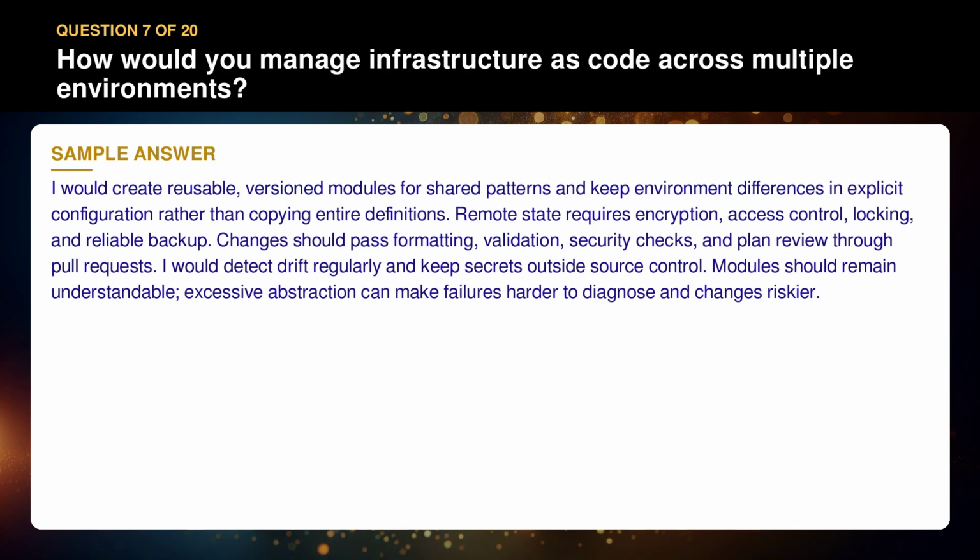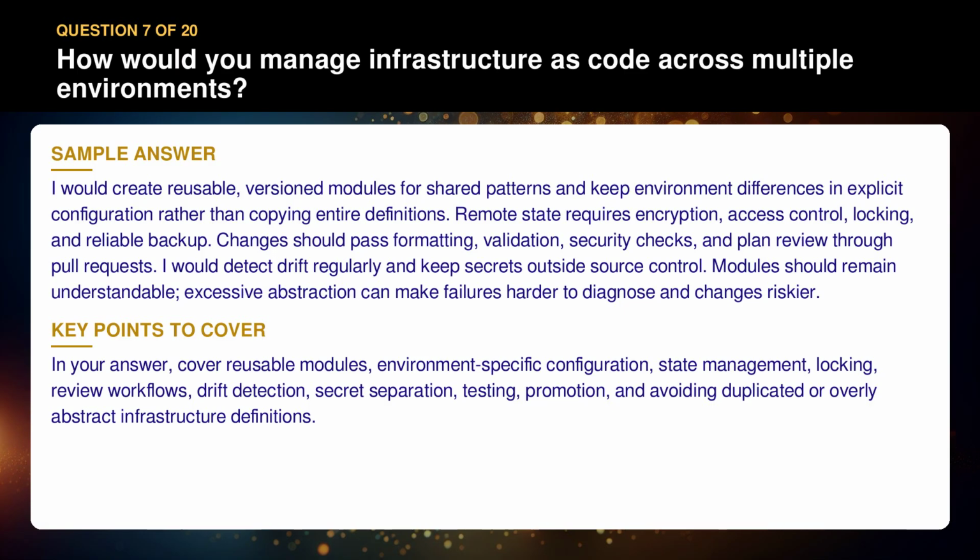I would detect drift regularly and keep secrets outside source control. Modules should remain understandable. Excessive abstraction can make failures harder to diagnose and changes riskier. In your answer, cover reusable modules, environment-specific configuration, state management, locking, review workflows, drift detection, secret separation, testing, promotion, and avoiding duplicated or overly abstract infrastructure definitions.